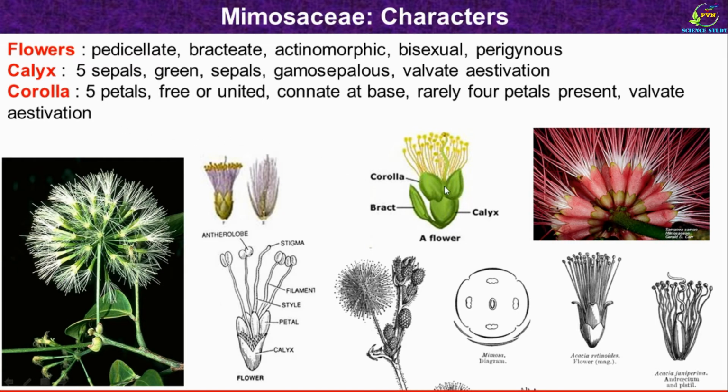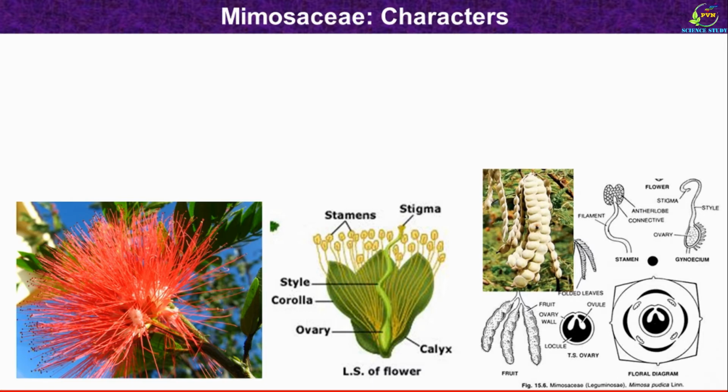Here you can see corolla. Corolla is composed of 5 petals. Here also you can see the 5 petals. Petals may be free or united. Here in this flower, the petals are united. The petals are connate at the base. Rarely 4 petals are present. Here in Mimosa, we can see the 4 petals, and we can also observe the valvate estivation in case of petal arrangement. Dear friends, now we will study essential floral whorls of Mimosacea family member.